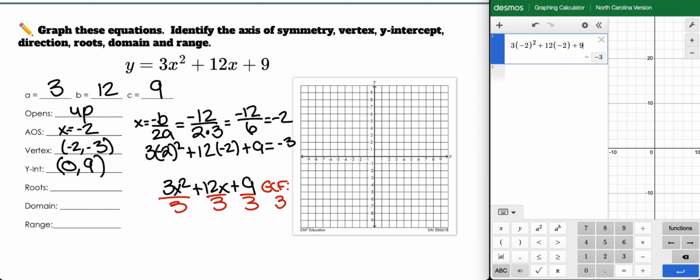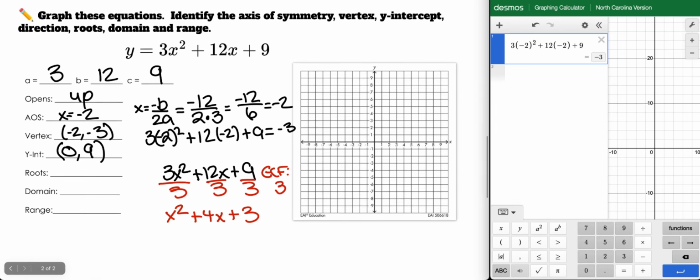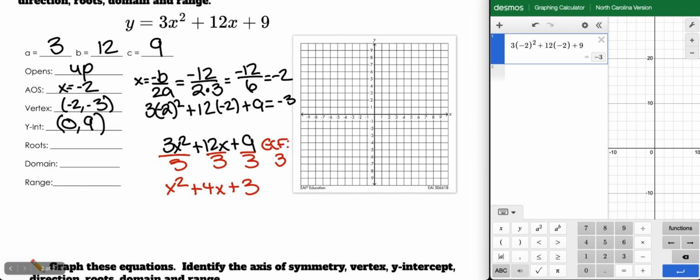So when we divide it by 3, we get x squared plus 4x plus 3. Taking out GCF just makes the equation smaller to work with. Now you can still get the same result if you did it without doing the GCF, but GCF just makes the number smaller. Now that we have them smaller, let's set up our x.